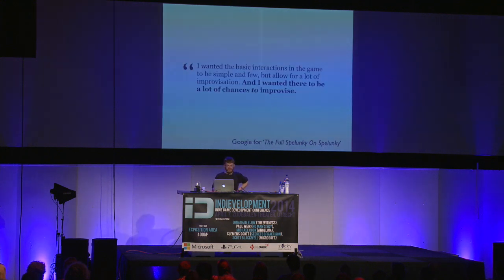Here's a quote from Derek Yu, and again, I really highly, highly recommend this post. "I wanted the basic interactions in the game to be simple and few, but allow for a lot of improvisation. And I wanted there to be a lot of chances to improvise." In the blog post, Derek expands on this, and he says that he used to play a lot of platformers when he was young, and he really liked them. But the problem with them was that platformers encouraged you to memorize static things and play them over and over again. So a lot of you, if you've ever played the first level of the first world of Super Mario, you remember exactly what you've got to do, where the enemies are, where the mushroom's hidden, where the secret one-up is. And he wanted to get rid of that.